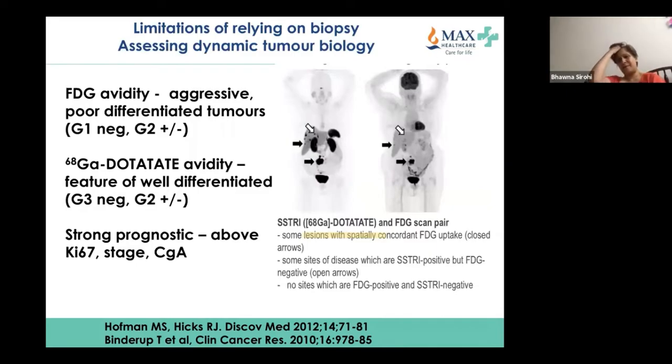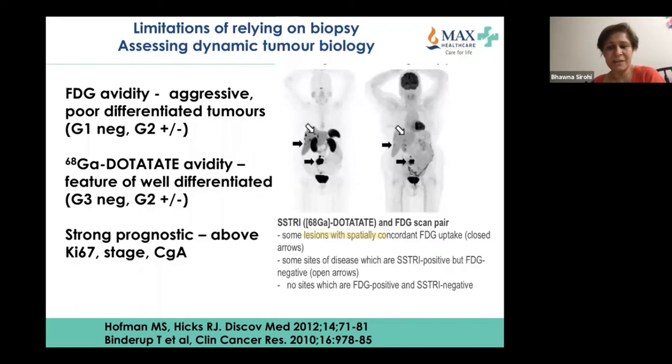So again, all of these scans are very important. Within the same patient, you may have a dotatate or a HYNIC-TOC scan which is positive, and you may have an FDG PET scan also which is positive. And if you read these papers, I've written all the papers at the bottom of each slide, so you can read those papers as well. Or if you want those papers, I'm very happy to email them to you as well.